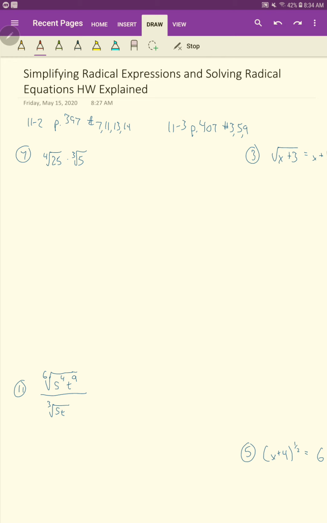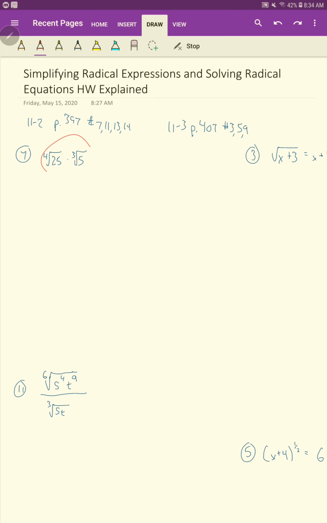Okay. So the directions for number 7 are: simplify the expression by writing it using rational exponents, and then using the properties of rational exponents, simplify it more. Assume all variables are positive, which is good because otherwise you'd be taking the square root of a negative number. Exponents in simplified form should all be positive. That's a typical rule.